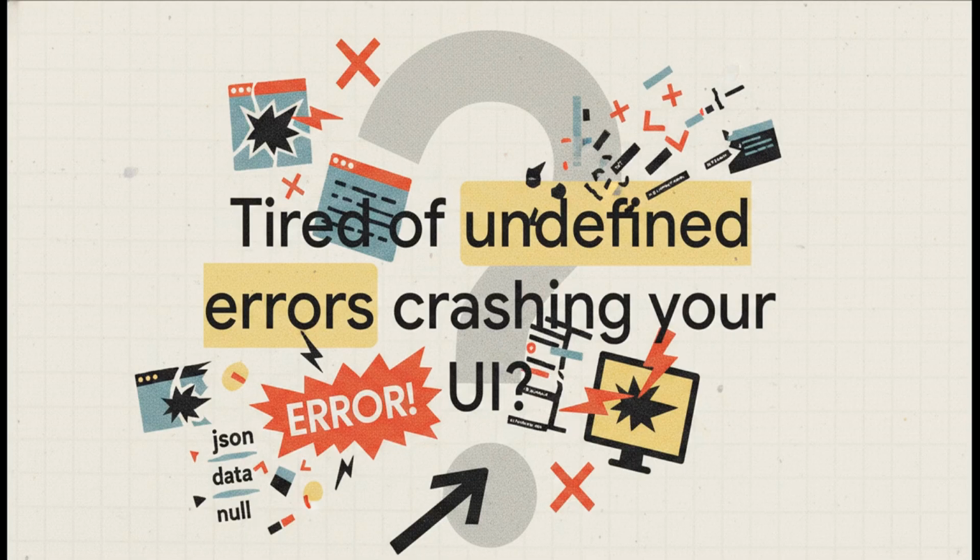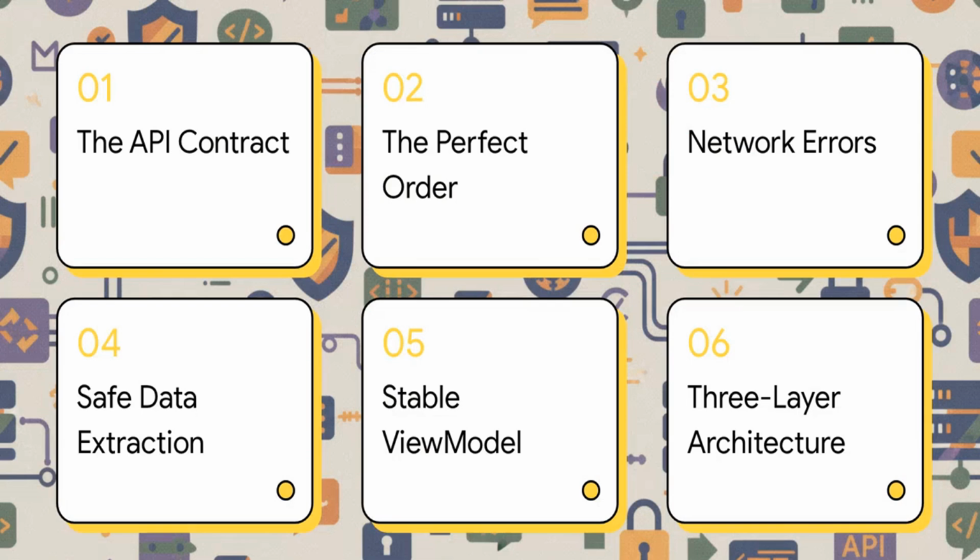Real-world API responses are often huge, deeply nested, and packed with a ton of data you simply don't need. Accessing them blindly, that is exactly how your apps crash. So let's explore a structured approach that cures this exact problem. Here's our roadmap for today. We're going to follow the literal journey of a data request step by step, starting with the API contract, placing the perfect order, catching network errors, safe data extraction, building a stable view model, and tying it all into a 3-layer architecture. Let's dive in.